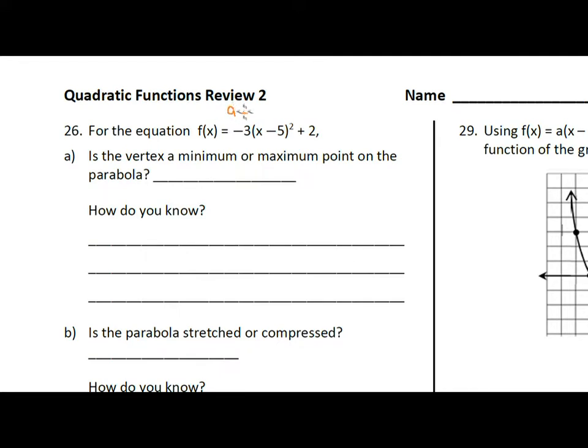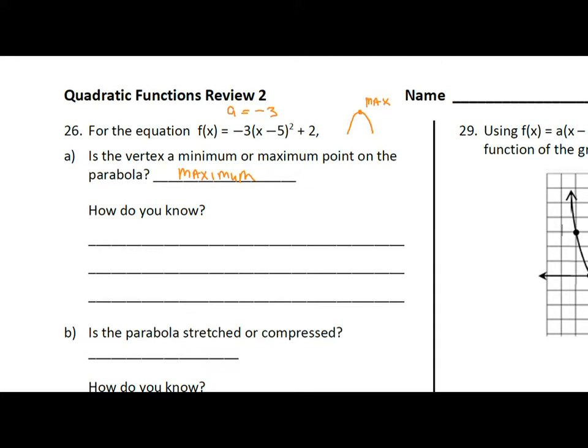Your a value here is negative 3. That means the parabola opens down. That means your vertex is at the top of the parabola, and that is a maximum point. That's the highest point on the parabola. So that means this has to be a maximum. If the a value was positive, then the parabola would open up and the vertex would be at the bottom of the parabola, or the minimum.